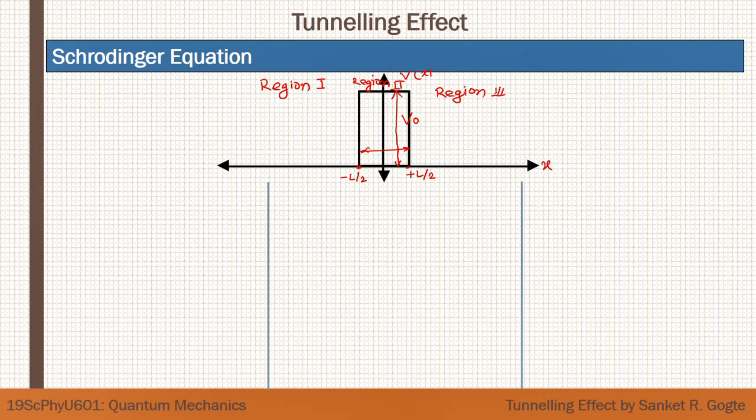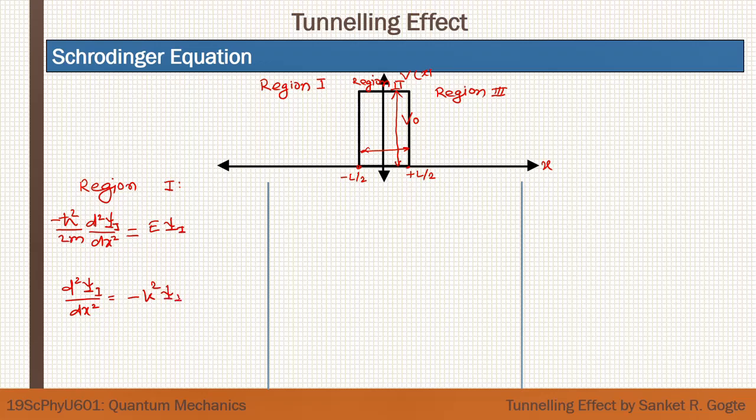So let me write. I have already split the screen into three parts. In region 1, Schrodinger's equation looks like this. It is minus h cross square by 2m d2 psi 1 by dx2. The subscript 1 here suggests that it is the wave function in the first region. Potential in this region is equal to 0, so the second term of Schrodinger's equation is 0, and the right hand side is E times psi 1. Therefore I can rearrange this equation and write d2 psi 1 by dx2 is equal to minus k square psi 1, where k is equal to the square root of 2mE by h cross square. Notice here that k is a positive constant. So this is our Schrodinger's equation in region 1.